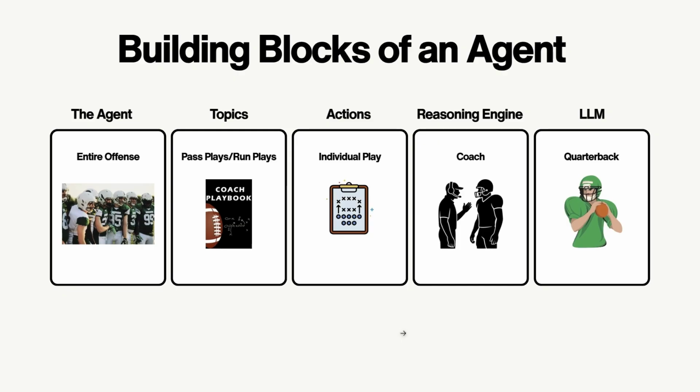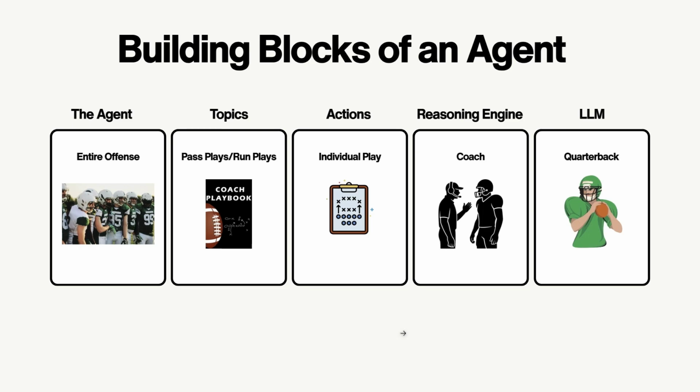In order for the offense to be successful, they have to run certain plays, whether they're pass plays or run plays. These offensive plays are no different than agent topics because each of these play types has several associated actions under each play type, aka the individual play itself. So there might be 30 different pass plays and 30 different run plays. Each of those individual plays are no different than agent actions. They perform a specific task that falls under a certain topic.